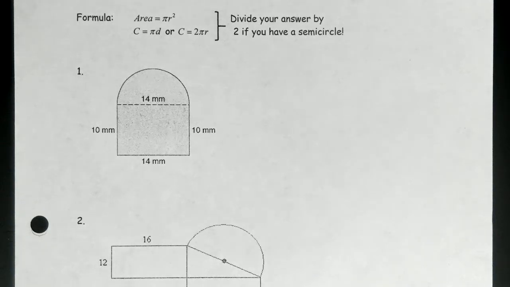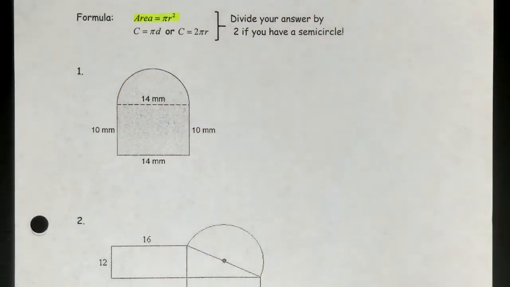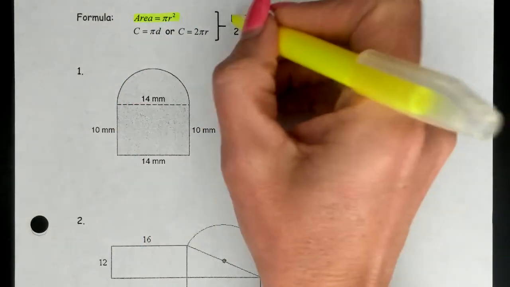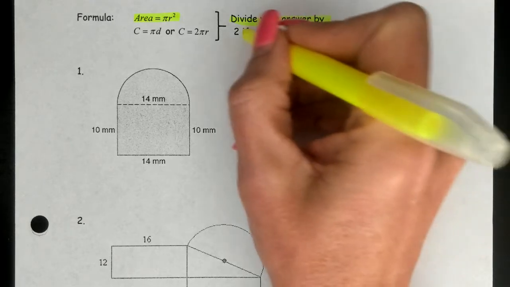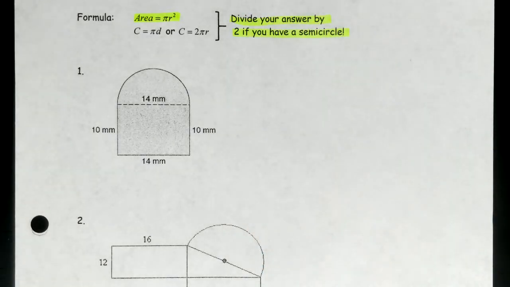Hello, ladies and gentlemen. This is our last day of area of irregular or composite figures. So we are going to include our semicircles today. We've done perimeter of semicircles. So your area formula is up here at the top. And again, it still applies that you divide your answer by 2 if you have a semicircle because it is half a circle. So we're going to do the same thing that we did last time.